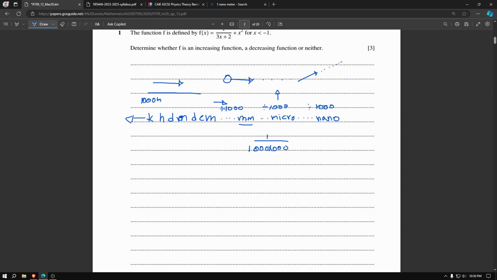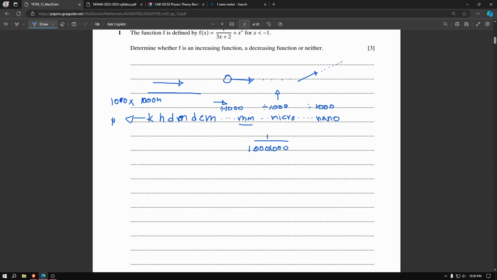So kilo is 1,000, and if you go in this direction, it will be multiplied by 1,000. If you are going to the right, it gets divided by 1,000, and if you're going to the left, it gets multiplied by 1,000, because the units are getting bigger and bigger, and you can measure bigger distances. So you multiply 1,000 by 1,000, it becomes 1 million, right? So yeah, 1 million meters, I guess.